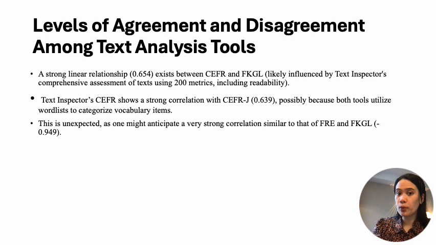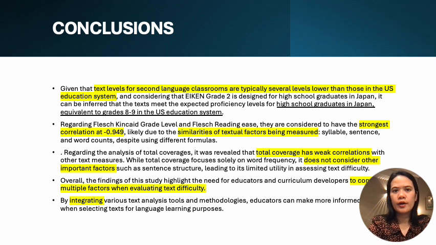Although both Text Inspector and CVLA were dependent on word lists and corpora, each of them used other metrics and formulas. Earlier, we mentioned that Text Inspector uses over 200 metrics to assign CEFR-J levels. CVLA, on the other hand, is dependent on calculation of content words. Our conclusions are as follows.